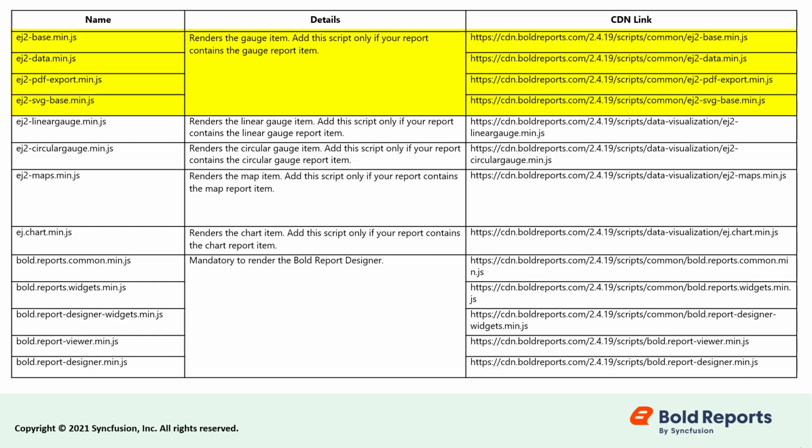ej2base.min.js, ej2data.min.js, ej2pdfexport.min.js, and ej2svgbase.min.js are used to render the gauge item. ej2lineargauge.min.js renders the linear gauge report item. ej2circulargauge.min.js renders the circular gauge report item. ej2maps.min.js is used to render the map report item. ej.chart.min.js renders the chart report item.